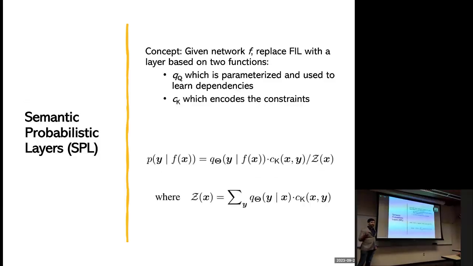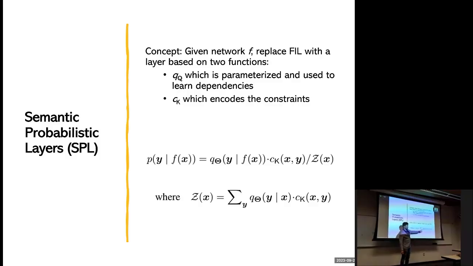And so, why not just replace that layer with something like this, where you're predicting labels Y conditioned on F, which is the neural network, X is the input, and it's going to be dependent on function Q, which is parameterized with data, which is learned from data. And Q is learning correlations between the labels from the data. Okay, so Q is trained as part of the process. And then you have CK, which are hard constraints that get embedded into the network as well. And so you have these two functions, and you have a normalization constant.